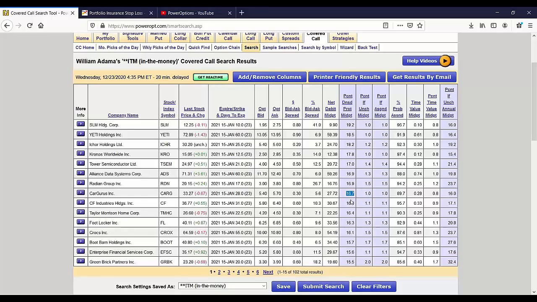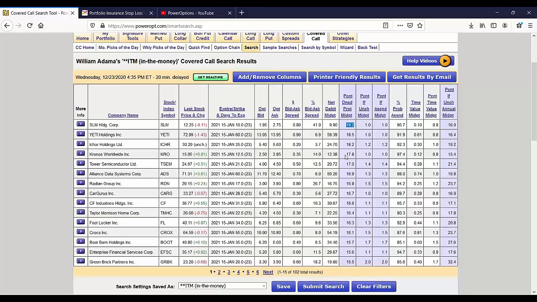16.7% downside protection. Some of these here are 2% return for that 23-day trade, still offering a 15, 16, 17, as high as almost a 19% downside protection, meaning the stock can fall 15, 16, 17% before you're technically losing money on the position.